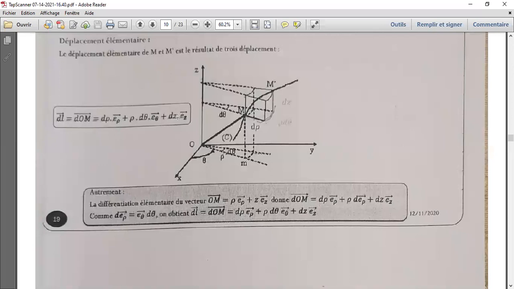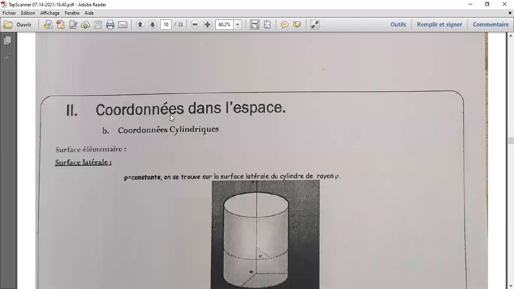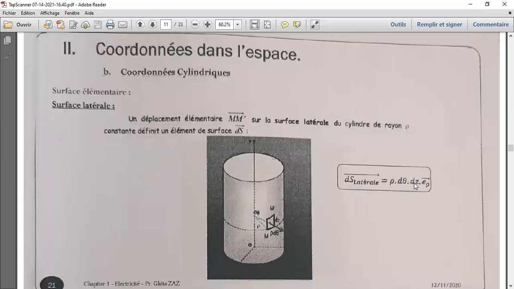So for you to know which formula you are using, they give you a hint most of the time. They'll tell you to calculate the surface area lateral, which is the surface area on the side, or calculate the surface area with rho constant. It means that the differentiation of rho will give you 0. So you don't consider d rho. You only consider rho d theta times dz, which is the formula here.